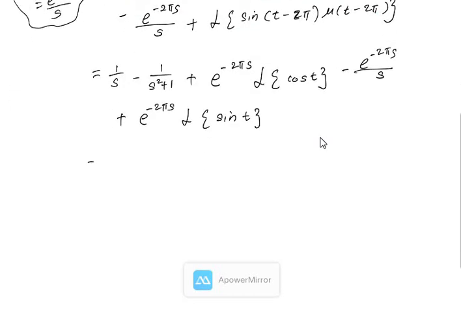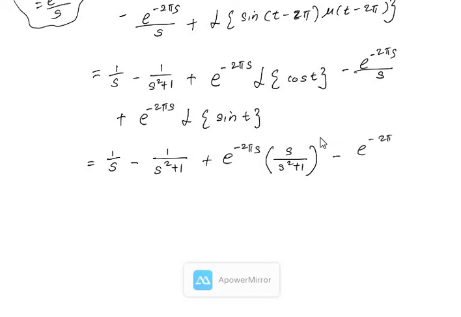And then we simplify, and then we get 1 over s minus 1 over s squared plus 1, plus e to the negative 2 pi s times the Laplace transform of cos t, which gives s over s squared plus 1. And then minus e to the negative 2 pi s over s plus e to the negative 2 pi s. For the Laplace transform of sine t, you get 1 over s squared plus 1.